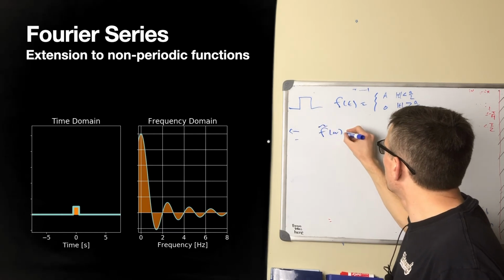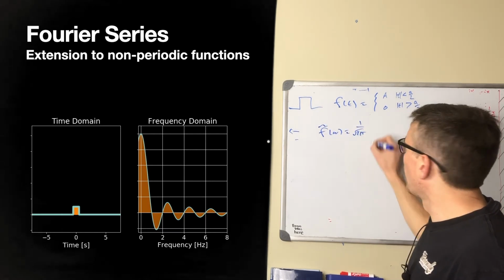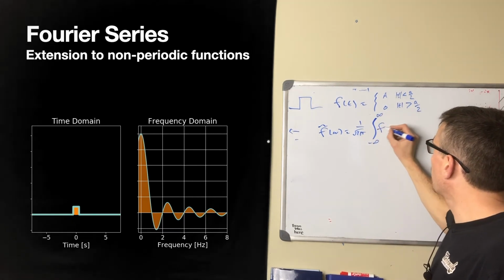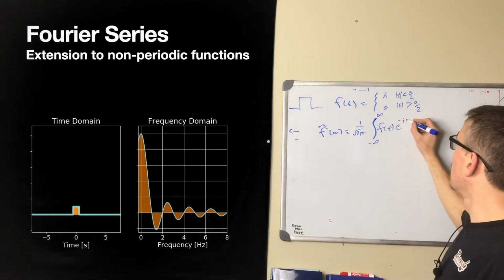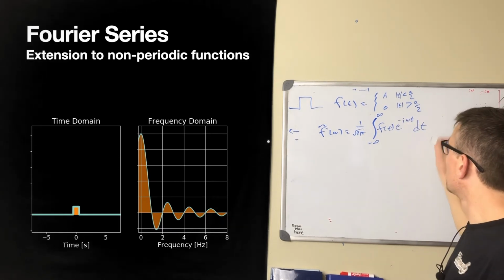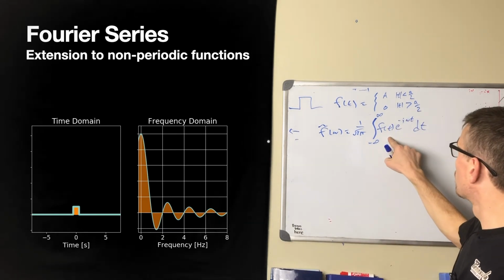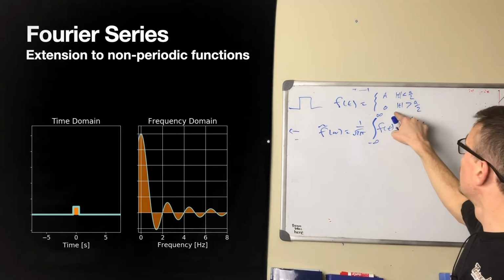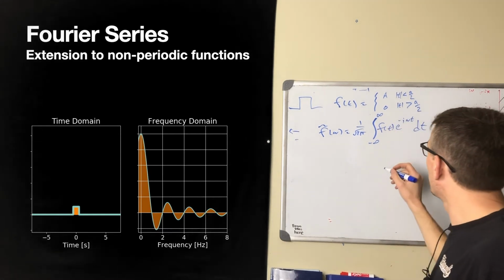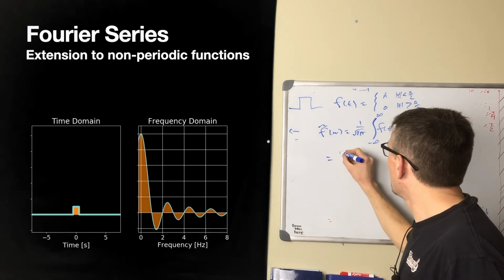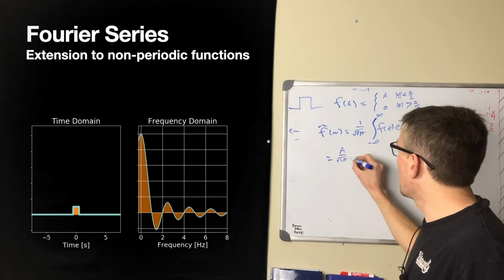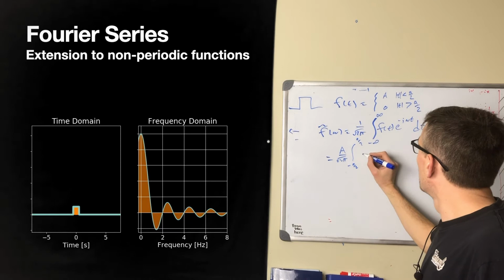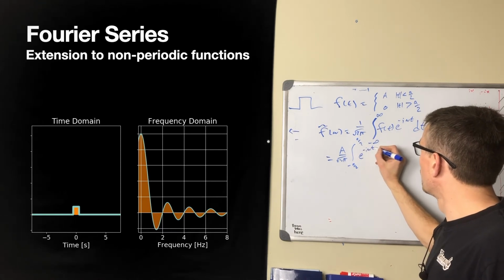f of omega is equal to 1 over root 2 pi. It's just some normalization constant. Integrate over all possible times f of t, whatever it is, this is general now, e to the minus I omega t dt. Okay? So, what is our f of t here? Well, it's 0 most places. The only time it's not 0 is when it's between negative a over 2 and a over 2, in which case it's a. So we can write that as a over root 2 pi times this integral between negative a over 2 and a over 2 of this exponential dt.